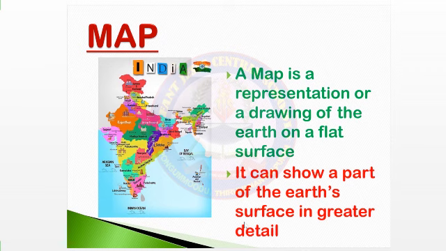What is a map? A map is a representation or a drawing of the earth on a flat surface. It can show a part of the earth's surface in greater detail.